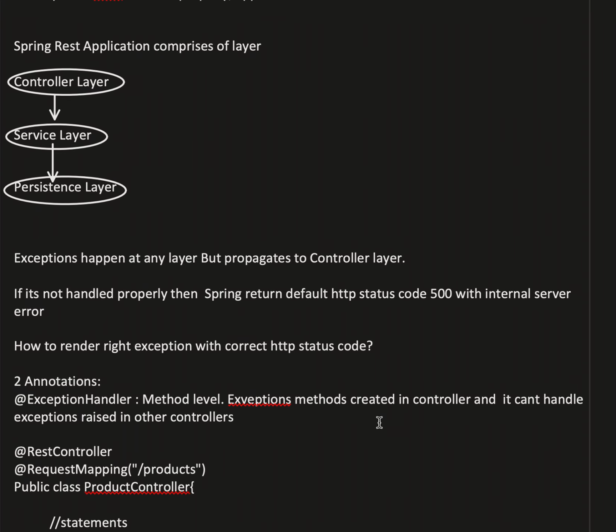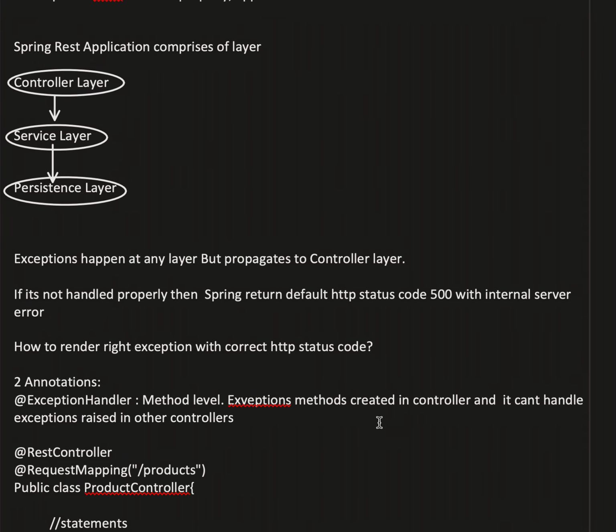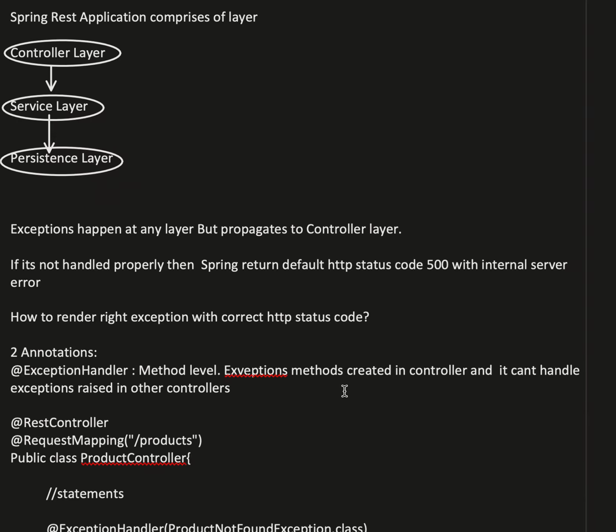Usually in Spring REST applications we have three layers: the controller layer, the service layer, and the persistence layer. You know that whatever exception happens in any of these layers, it will be thrown to the controller layer. If those exceptions are not handled by the controller layer, then Spring gives the default exception, which is a 500 internal server error. That has HTTP status code 500.